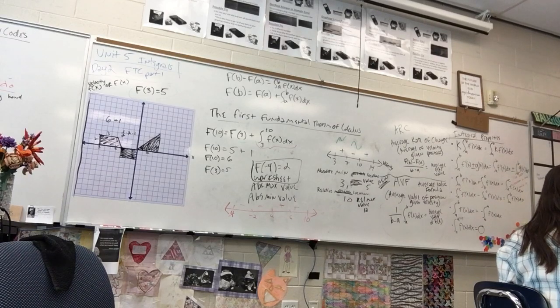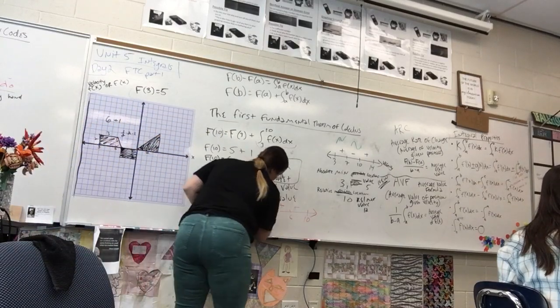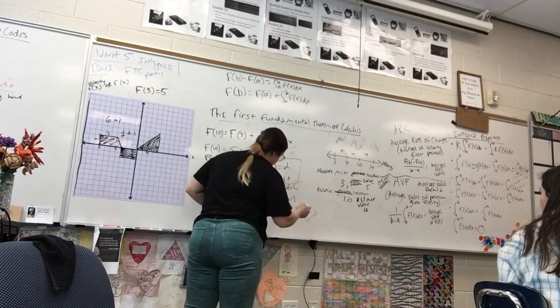Wait. No, F of 6 is not 2. It's 3 minus 1 subtract. Okay, because mine just says F of 6 equals 2, so I wrote that as the answer. All right, you guys, are you ready to see what I got?